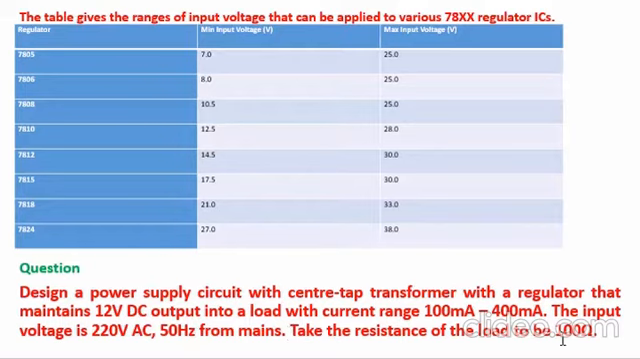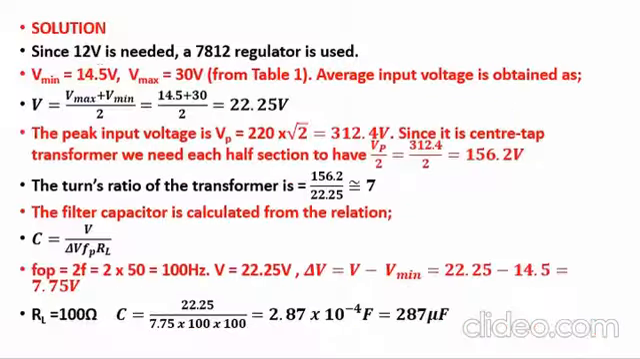Now in our design, this is what we start doing. Since it is 12 volt, we are going to use the 7812 regulator as we have seen. And if you go back to that table, the minimum voltage for 7812 is 14.5 and the maximum is 30, from that table we have seen above. And now we want to find the average input voltage, which is the summation of the maximum and minimum over 2. That's 14.5 plus 30 over 2, which will give us 22.25 volts.